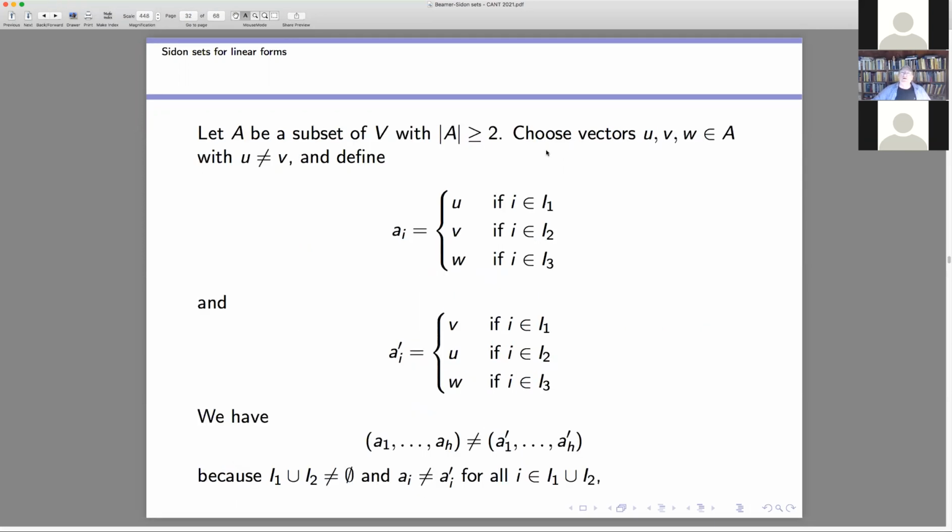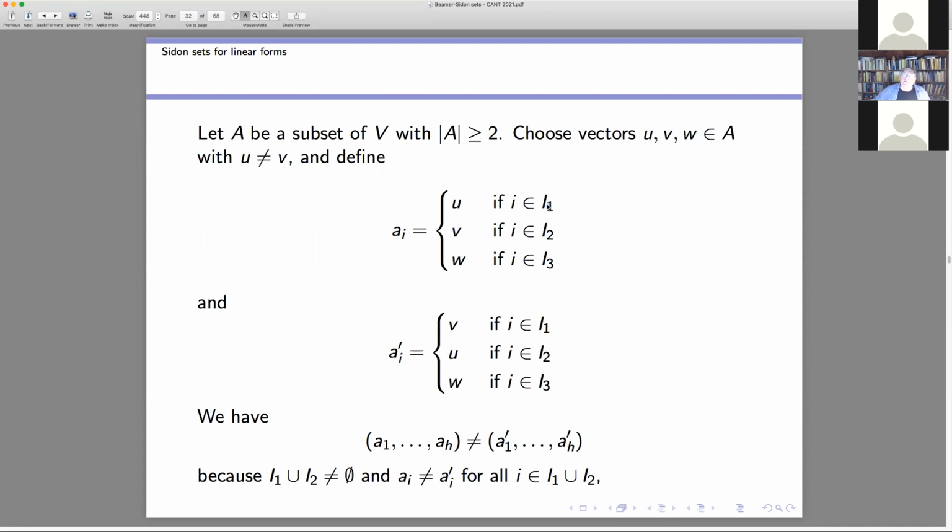So suppose you have a set A that has at least two elements. So you can pick U and V in this set, which are different, and W can be equal to U or V, it doesn't matter. But U and V are different. And you construct two H-tuples in the following way.